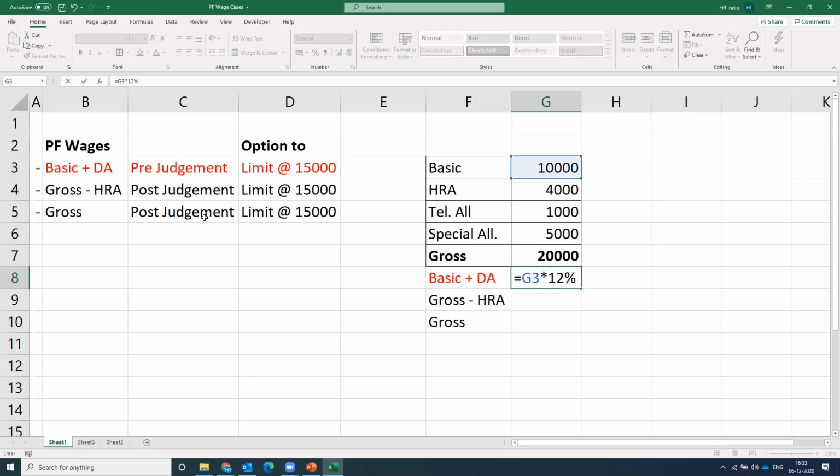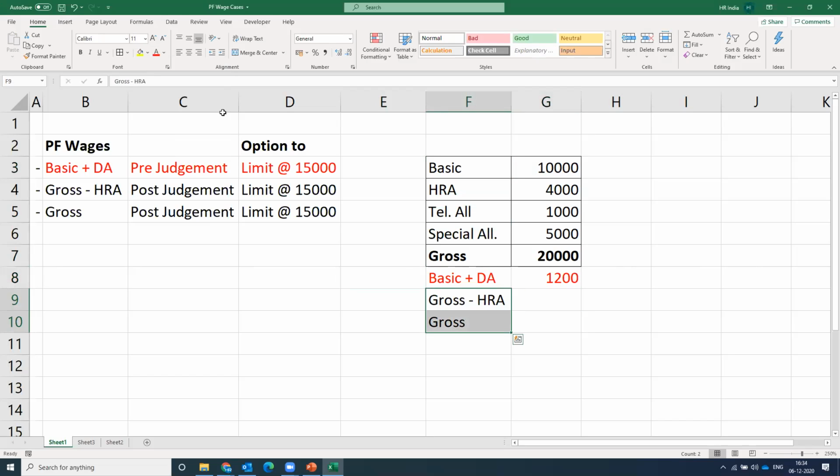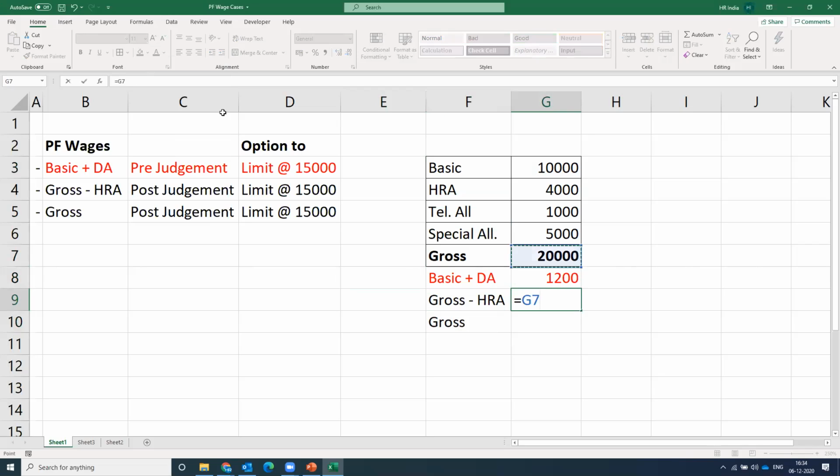So basic multiplied by 12%. 12% is the employee's contribution rate. That comes around 1200. This is pre-judgment, and these two are post judgment. We should go for either gross minus HRA or gross salary. Now see this gross minus HRA thing: gross salary minus HRA multiplied by 12% comes around 1920. Now the third thing is on the entire gross salary: gross salary multiplied by 12%, 2400.